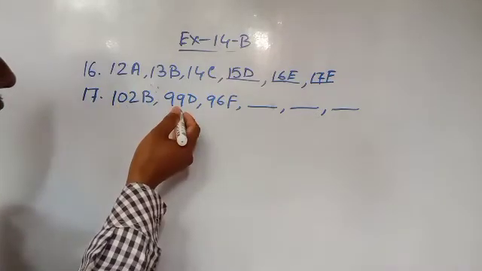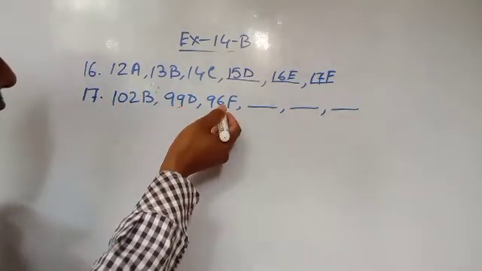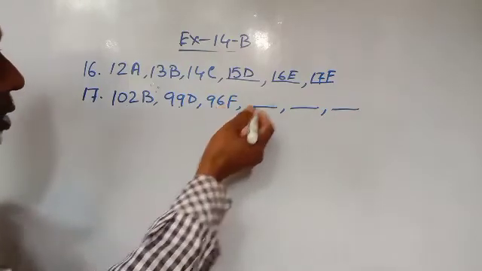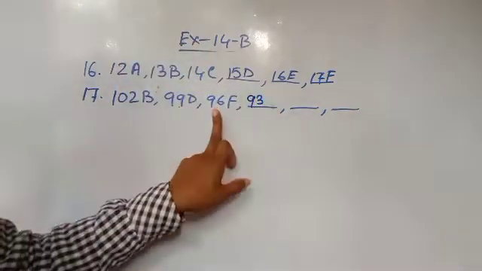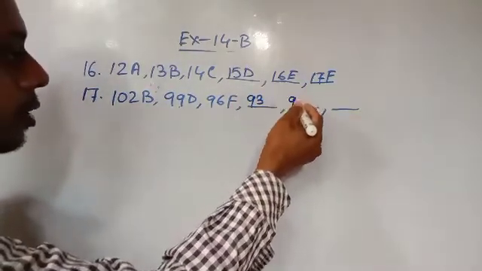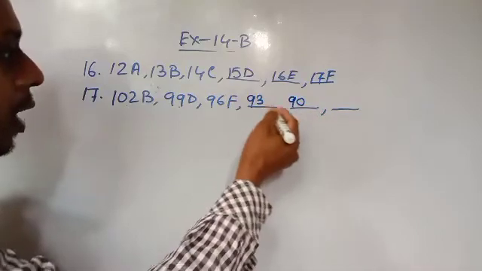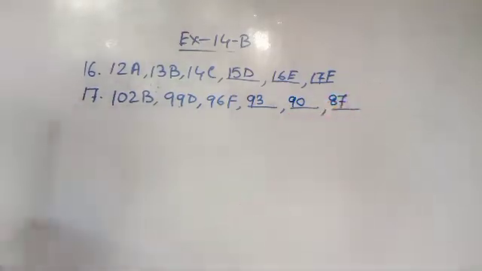102 minus 3, 99. Next number we get 99 minus 3, 96. Now 96 minus 3 you will get 93. 93 minus 3 it will be 90. Now 90 minus 3 will be 87.